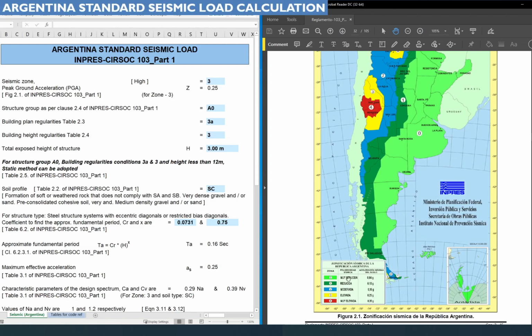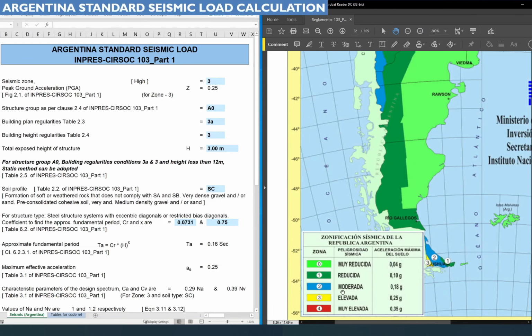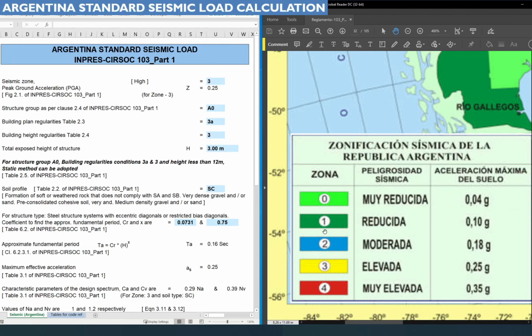The light green color is zone 0, and the dark green is zone 1, which is low intensity seismic. Zone 0 is very low intensity. Zone 2 in blue color is moderate. Zone 3 in yellow color is high. And zone 4 is very high.